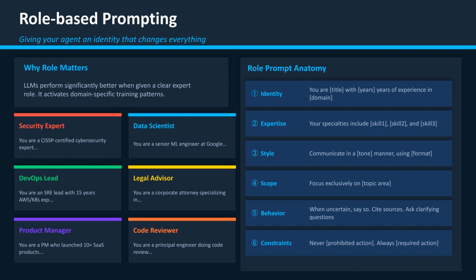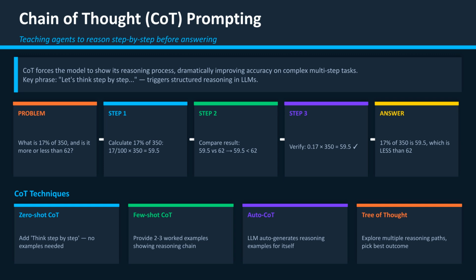Role-based prompting gives your agent an expert identity, activating domain-specific training patterns for better performance. The anatomy of a role prompt includes defining identity, expertise, communication style, scope, behavior, and constraints. Chain of thought, or COT, prompting teaches agents to reason step-by-step before answering. This significantly improves accuracy on complex tasks. Techniques include zero-shot, few-shot, auto-COT, and tree of thought.